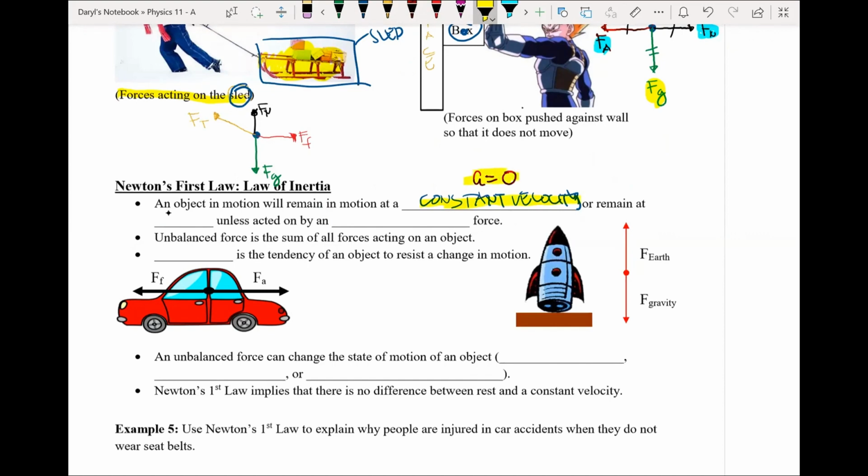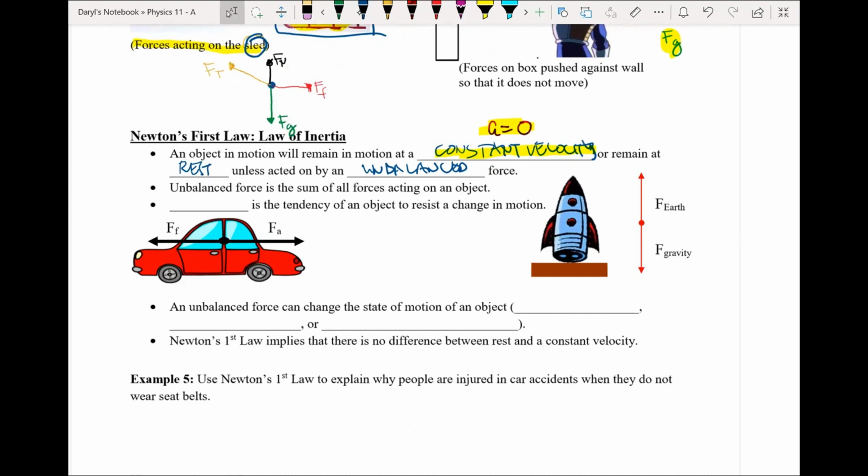Motion at a constant velocity or remain at rest unless acted upon by an unbalanced force. Unbalanced force. So unbalanced force is the sum of all the forces.